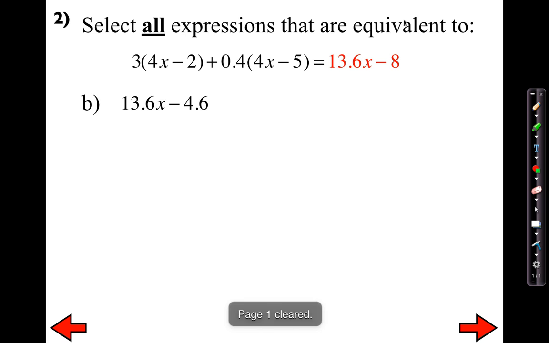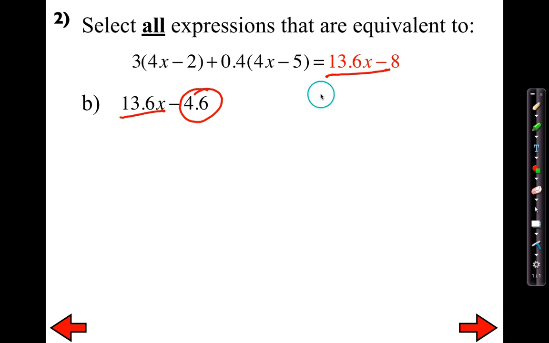Now let's take a look at option B. Option B is also already been simplified, except this time it's not minus 8, it's minus 4 6/10. So I can easily say that one's not equivalent to the original, even though the first terms do match up, the second terms do not, so we can say that they are not equivalent.